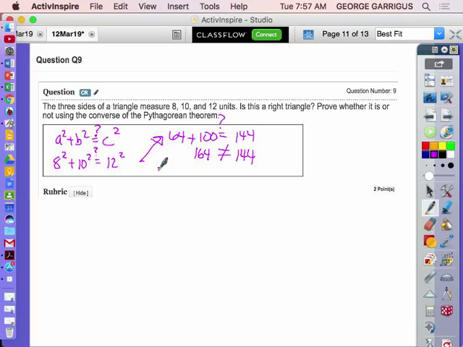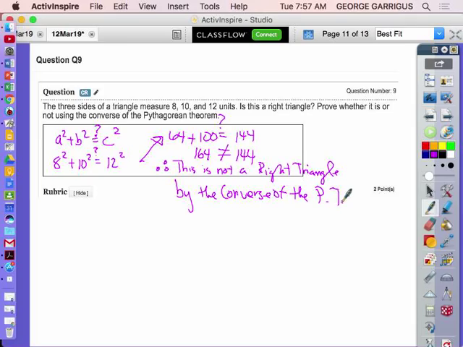So therefore, that three dots means therefore, this is not a right triangle by the converse of the Pythagorean Theorem. This was worth 2 points. You got 1 point for this here, and 1 point for the explanation. So that's a good one to target for test corrections and retakes.